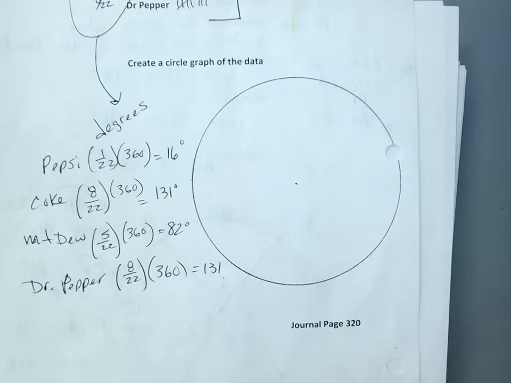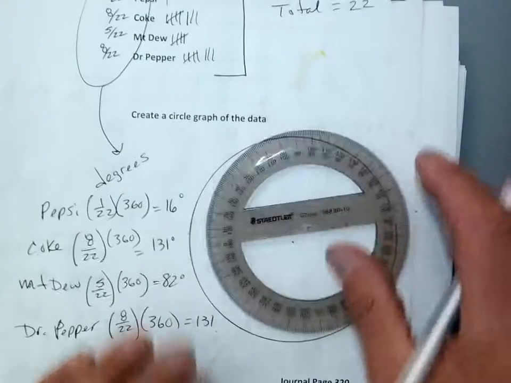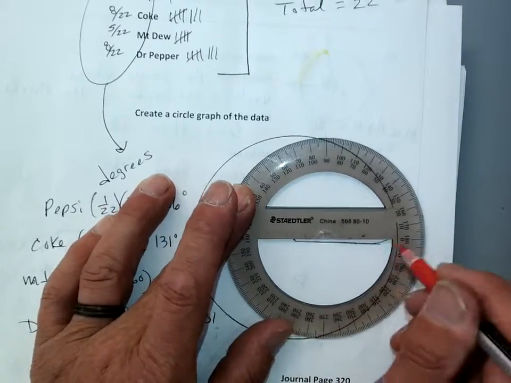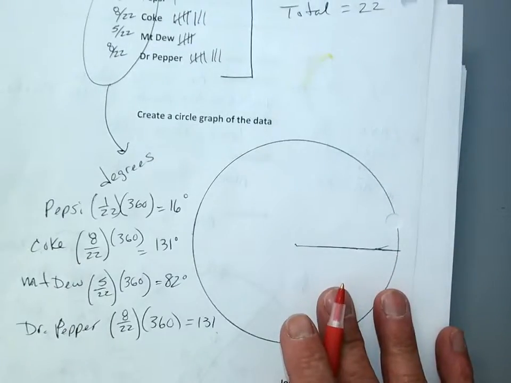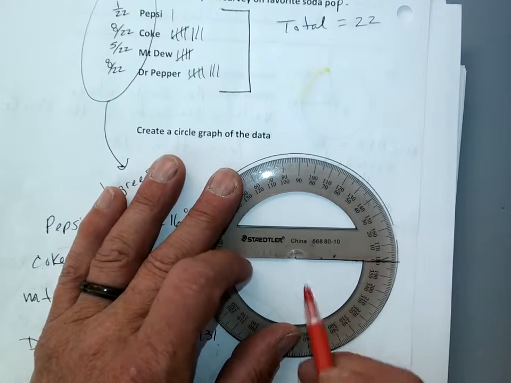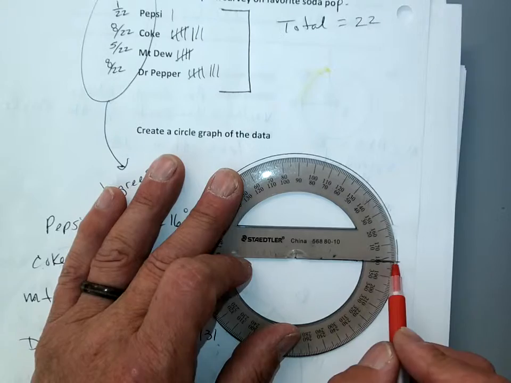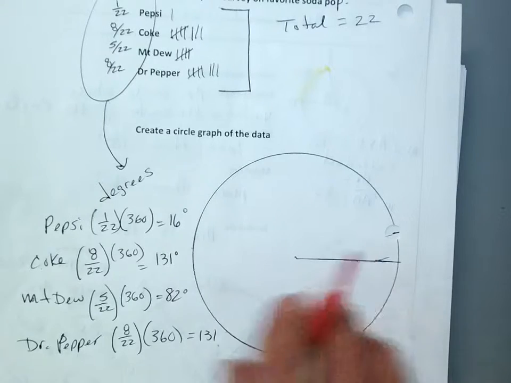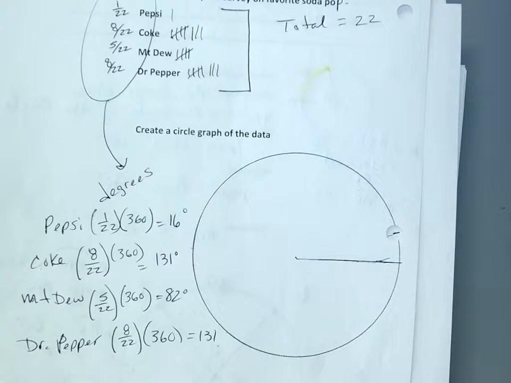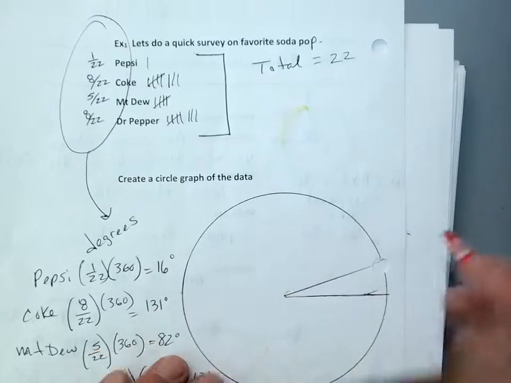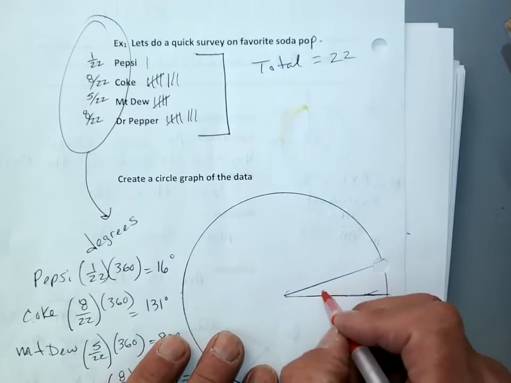Okay, so then I want to go ahead and take my protractor, right? And what I'm going to do is try and make a circle graph. All right, so Pepsi, 16 degrees. So I'm going to zero out my protractor. So put 0 at the center, 0 on the end. I'm going to go 16 degrees, which is right about there. Okay, I'm going to use my ruler, and I'm going to draw in my line segment. All right, so then, right about there. So there's Pepsi.